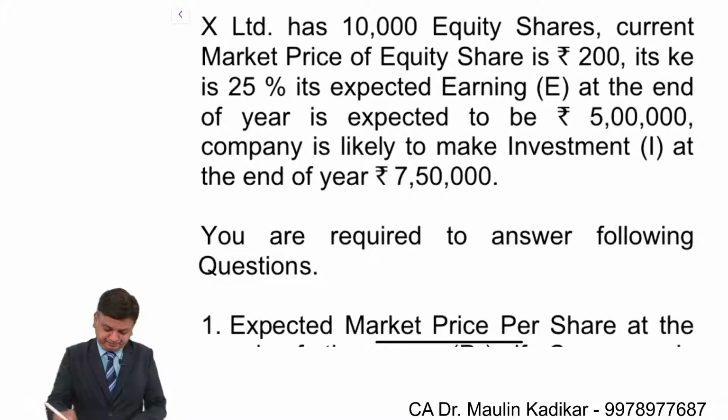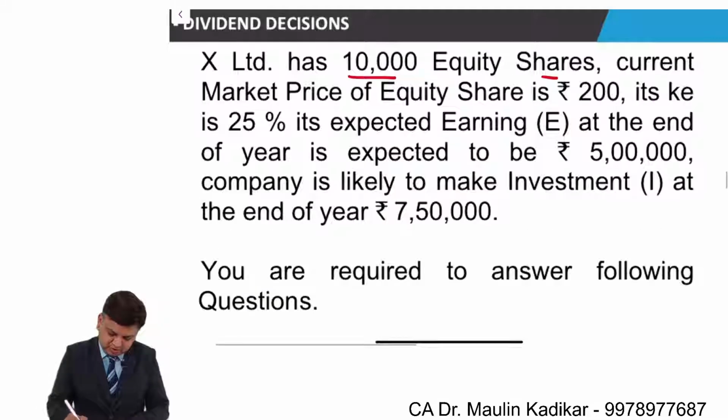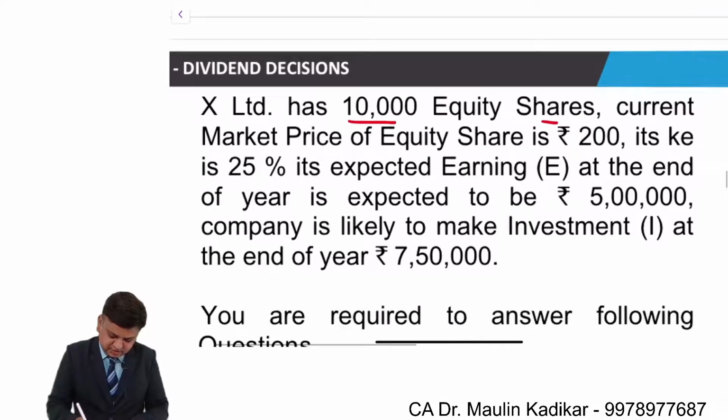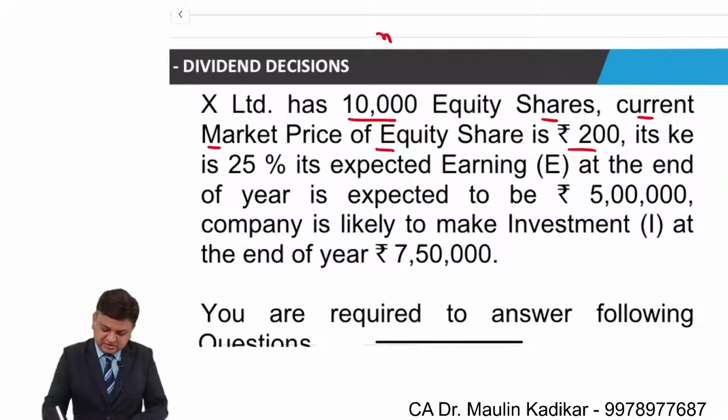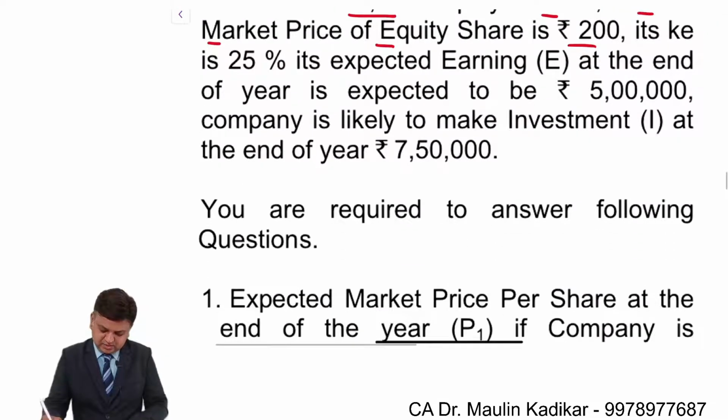Next question. X Limited has 10,000 equity shares, so N is provided as 10,000. Current market price of equity share is 200, so P0 is provided as 200.